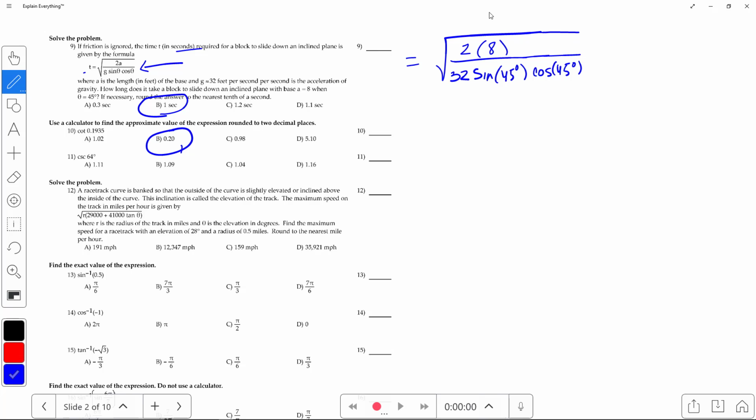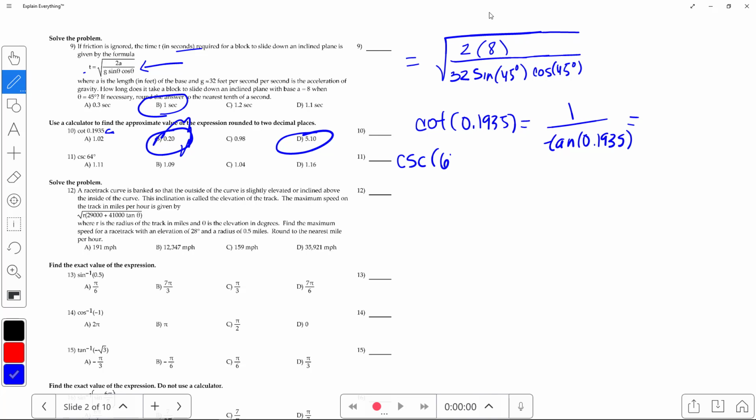Alright, circled the wrong one. The next one is pure calculator. Just two things. One, you do not have a cotangent button on your calculator, so remember that the cotangent is the same as 1 over tangent. And the second thing is just be sure you do not see a degree symbol, so be sure you're in radians, and you should get that. Next one, same thing, the cosecant, but now change it to degree mode, is 1 over sine, and you should get that one.